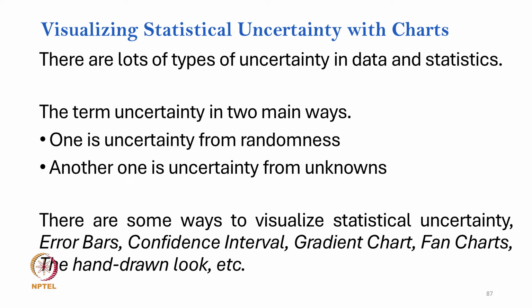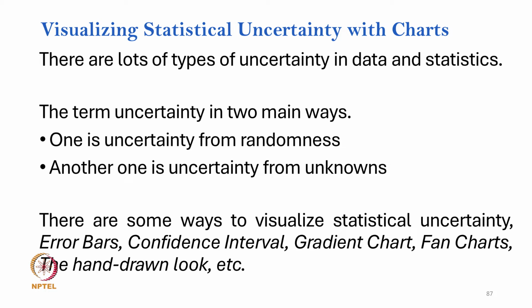Another visualization type is the visualization of statistical uncertainty with charts. There are a lot of types of uncertainty in data and statistics. Statistical uncertainty can be visualized with charts and graphs in several ways. The type of chart used depends on the data type and messages.